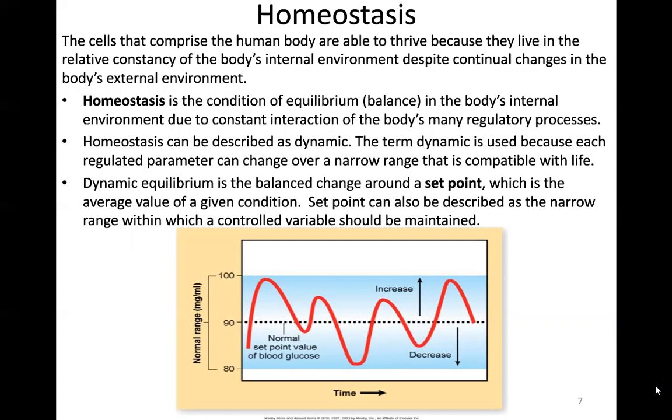So all those things we've been talking about already, and the interaction of those organ systems and cells provide us with our balance. Now, homeostasis can be described as dynamic. What do I mean when I say dynamic? Anybody know? I'll give you a hint. It means the opposite of static. And if you think static, think stationary. If something's stationary, it's not what? Moving. So what does dynamic mean then?